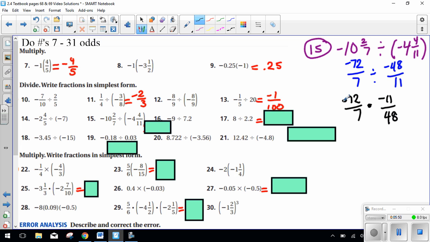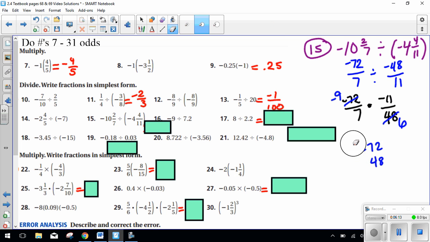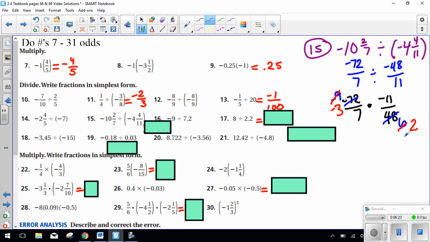So these numbers, I want to try to reduce them. I know 9 times 8 equals 72, and I know 6 times 8 equals 48. So I'm going to divide both of these by 8. This gives me negative 9. This gives me 6. I can divide the 6 and the 9 by 3. So this gives me negative 3, and this gives me 2.